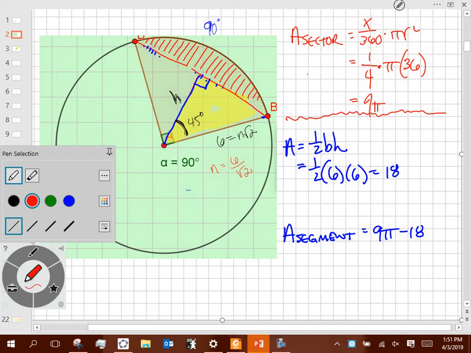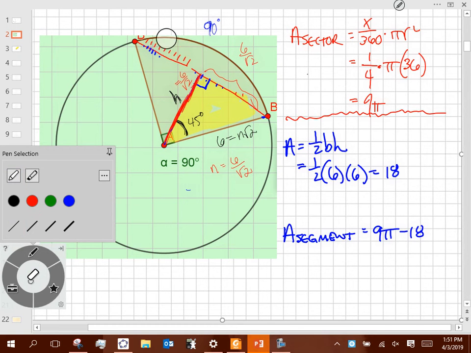Well, isn't this side here n for my 45, 45, 90? So that height, the altitude, should be 6 over root 2. If this is a 45, 45, 90 triangle, isn't this also 6 over root 2? Okay.